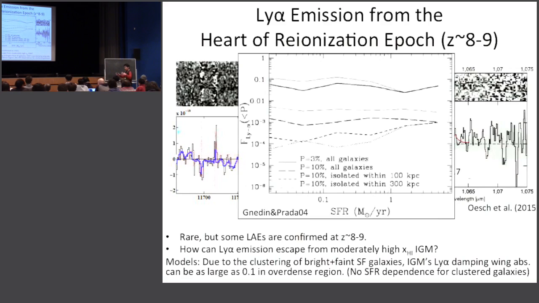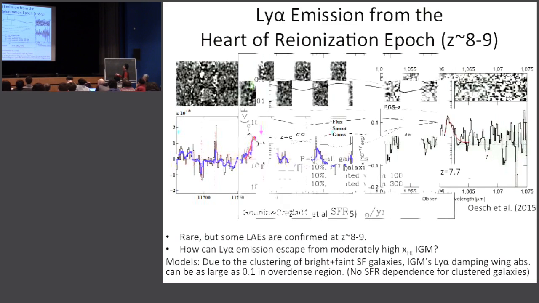So that helps: big, clustered galaxies making their big ionized bubbles help the Lyman-alpha emission line escape from the highly neutral medium. This model predicted that about 10% of the Lyman-alpha can escape even at the heart of the cosmic reionization epoch.